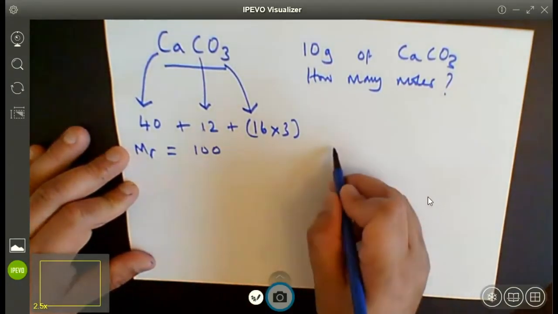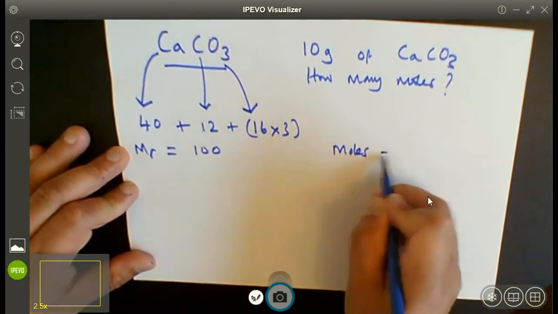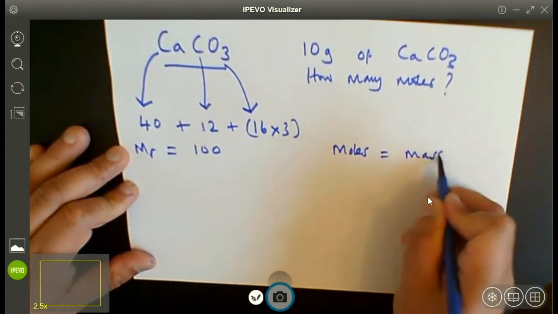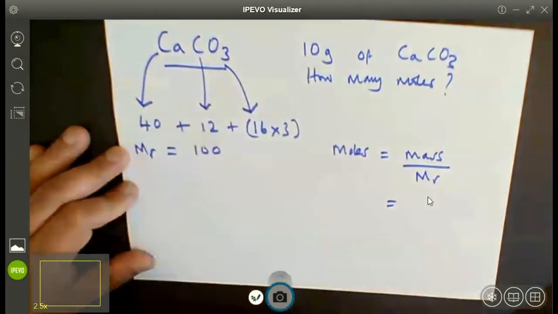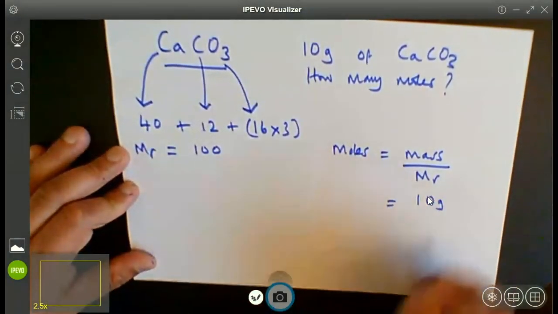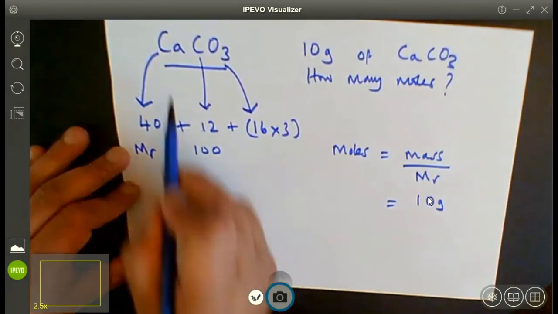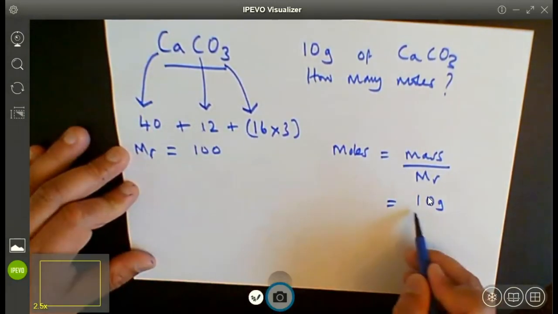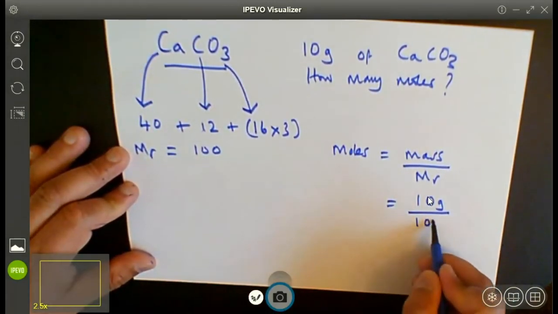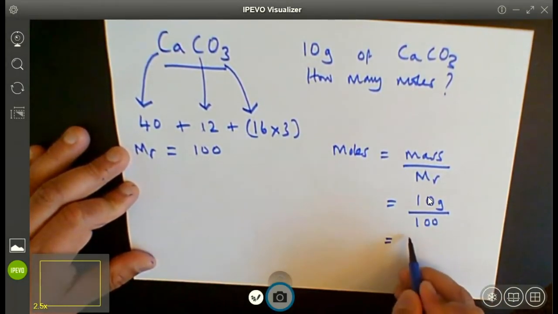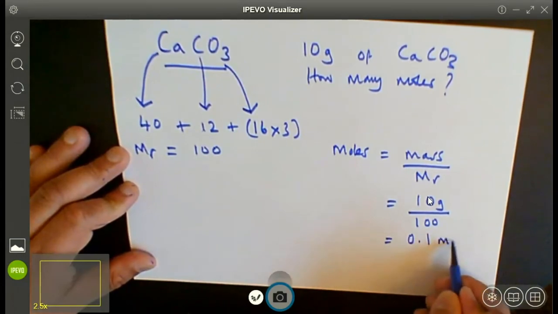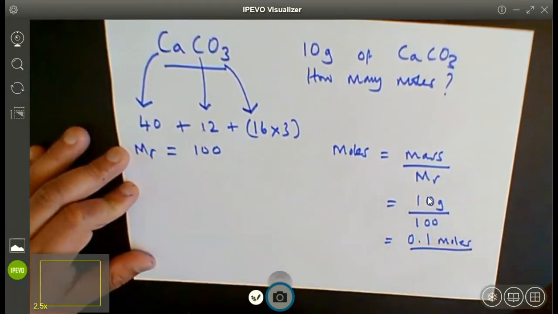So we can work out what the moles is. The moles is the mass over the Mr, and we know we've weighed out 10 grams of that calcium carbonate, or CaCO3. Divide that by 100. So what we've ended up with now is 0.1 moles. So that's how many moles I've got.